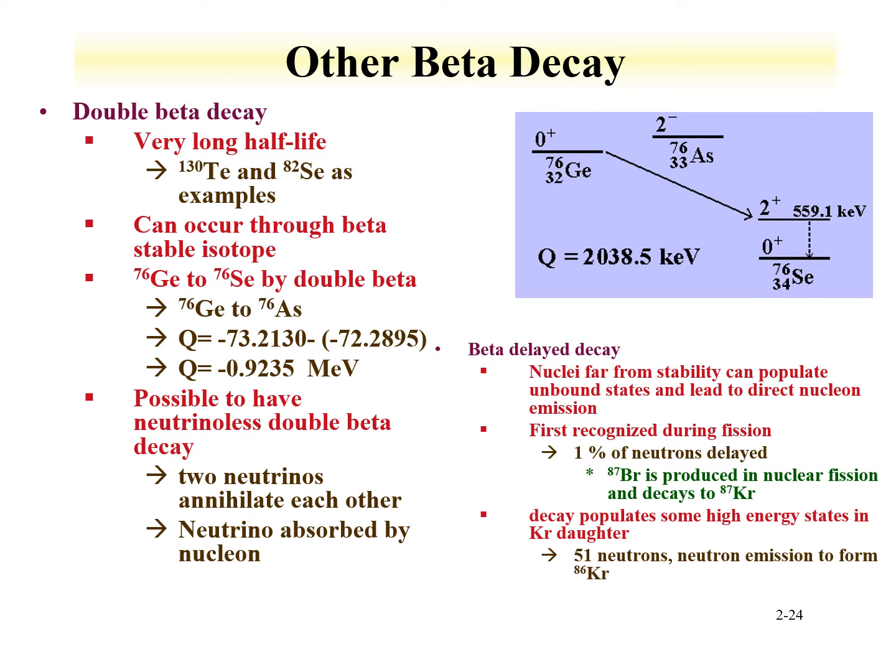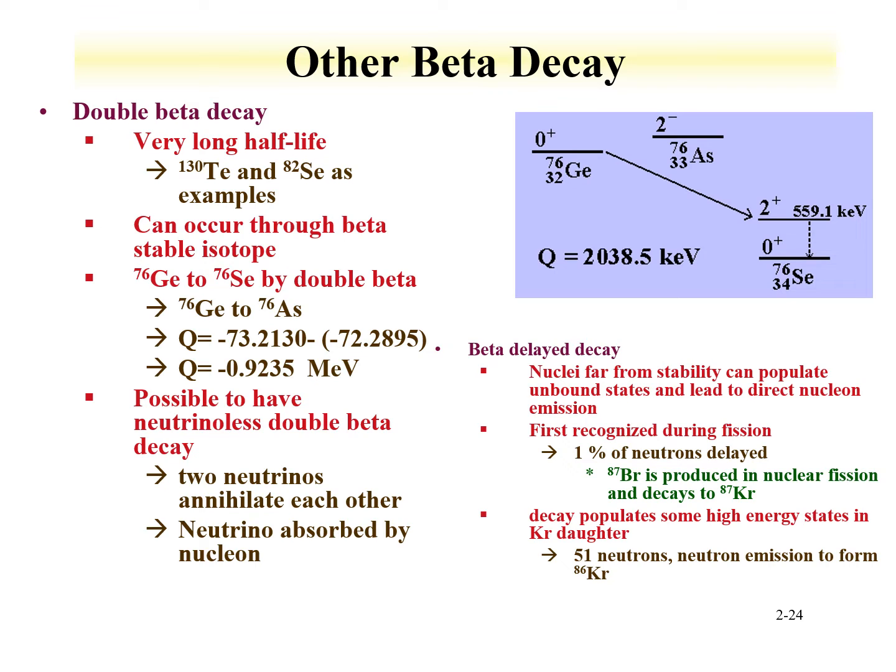And that's what's seen here. This germanium, if it went through a single beta decay, would have to gain energy. It can lose energy if it skips this arsenic step and goes straight to the selenium. Now these have very long half-lives, and it's also possible to have neutrinoless double beta decay, where either the neutrinos annihilate each other or they're absorbed by a nucleon.